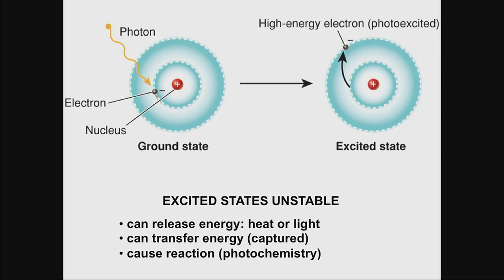So when you excite an electron, you can either use it to do chemistry like we looked at, or it can return to its unexcited state and just release that energy, say in the form of light, fluorescence, or heat.